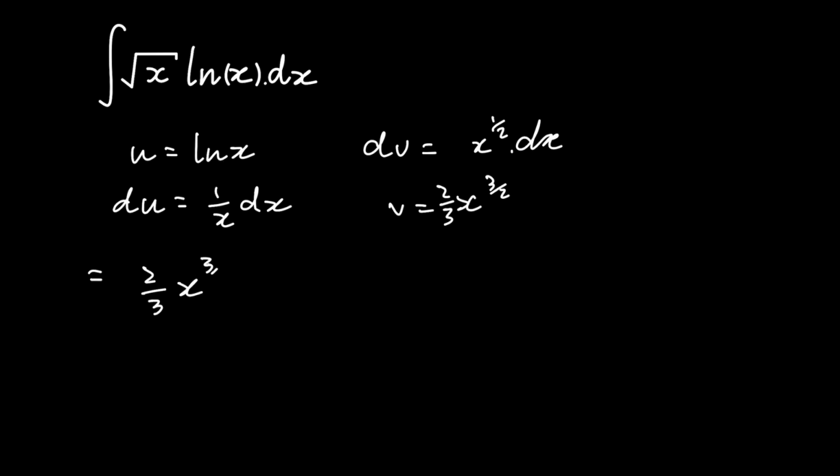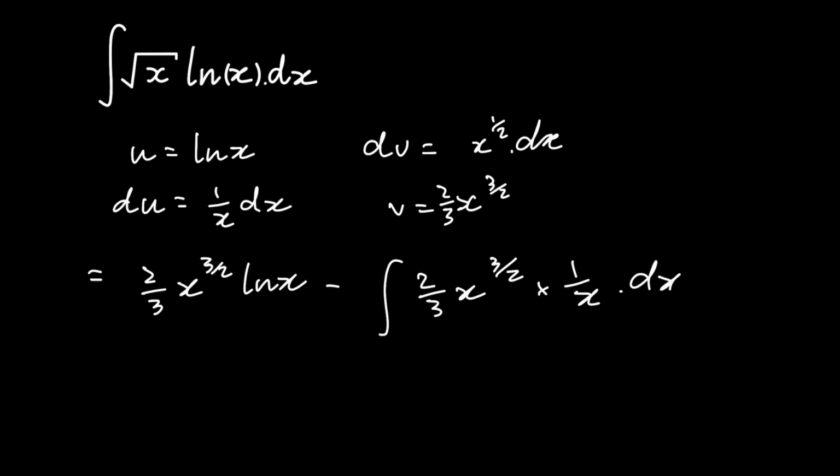Alright, so now we have u times v, which is going to be 2 over 3 x to the power of 3 over 2, times the natural log of x, minus the integral of v du. So we have 2 over 3 x to the power of 3 over 2 times 1 over x dx.